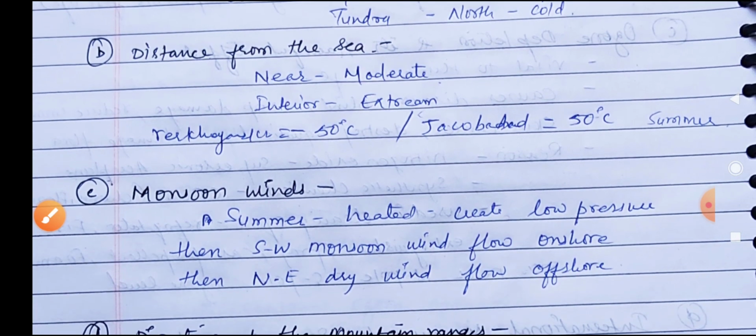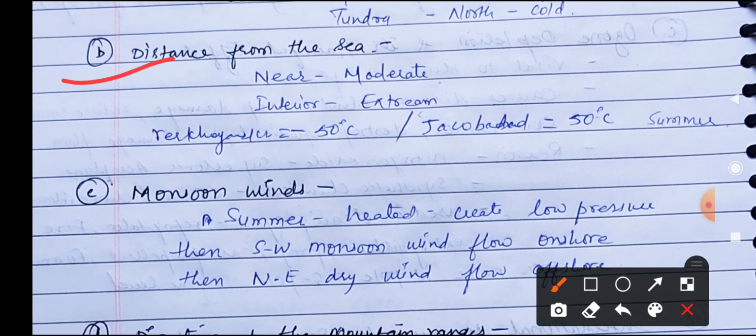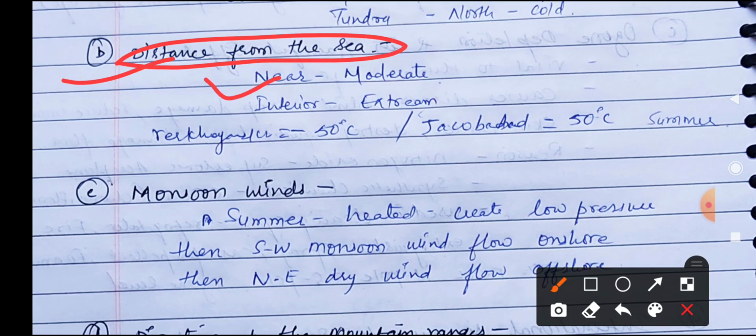Second one is the distance from the sea. How does the distance from the sea matter? Most of the time, if you have visited coastal areas, I hope you experienced a moderate type of climate, not too hot, not too cold. Asia is surrounded by the ocean, so the shore or coastal areas have a moderate type of climate. So how is distance from the sea affecting it? If it is near the sea, there is a moderate type of climate. It means not too hot, not too cold.